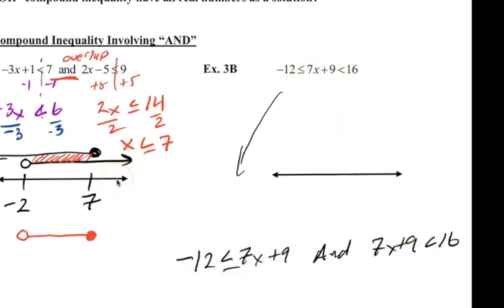If you want a little bit of a shortcut, though, when you have it in this form, whatever you do to one side, you can do to all sides. So first we want to get rid of this 9, because that's next to the x, right? Again, we're trying to get the x by itself. So let's get rid of that 9. So -9 here, -9 here, and -9 here.